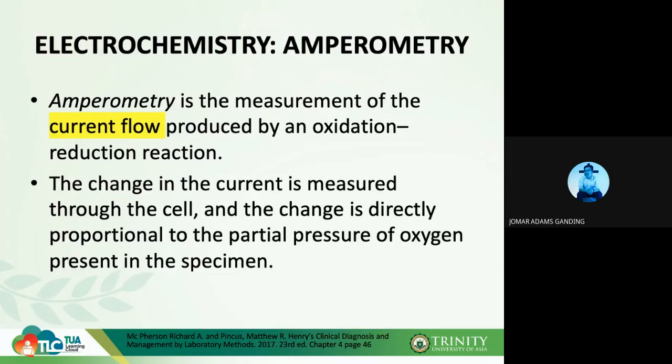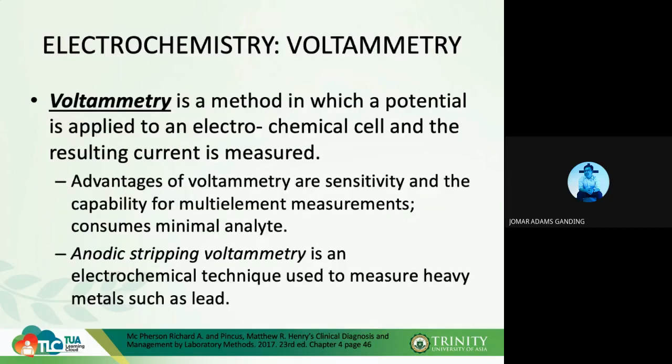Now we go to voltammetry. Okay? Now we go to voltammetry. In voltammetry, it is a method now in which a potential is applied in an electrochemical cell and the resulting current is measured. Okay? The resulting current is being measured. The advantages, guys, of voltammetry is that it's very sensitive and are capable of multi-element measurement. Unlike your ISE, na 1:1, okay? Specific is to specific, ganyan.